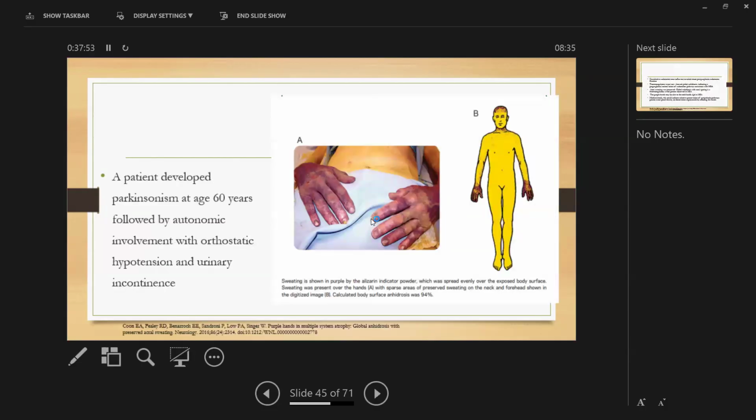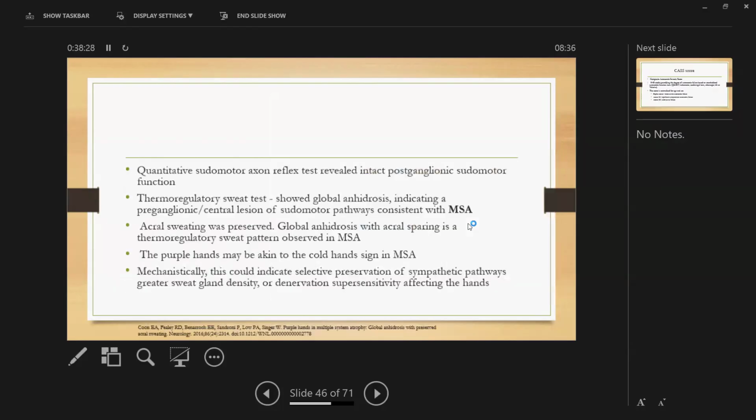Let me explain with a case. A patient developed Parkinsonism at 60 years of age, followed by autonomic involvement with orthostatic hypotension and urinary incontinence. Here the TST can be done. You can see after 30 minutes of testing there is no change in color except over the acral end of the hands. So it indicates that sweating is preserved only in the acral area, and in other areas the sweating is absent. This is classical of multiple system atrophy. It shows global anhidrosis.